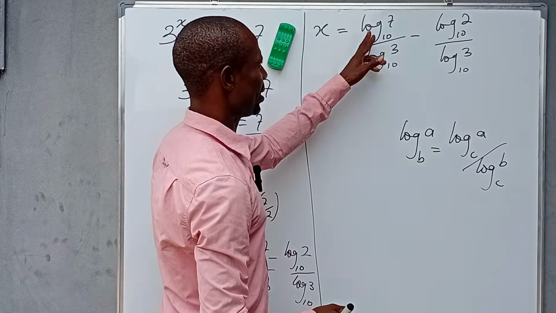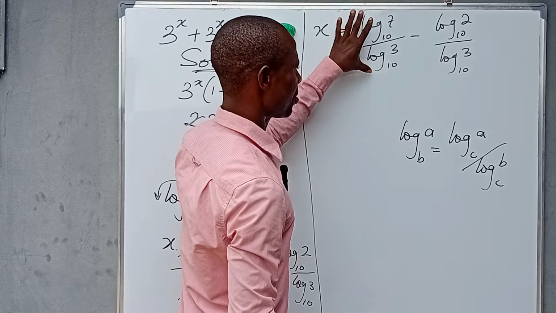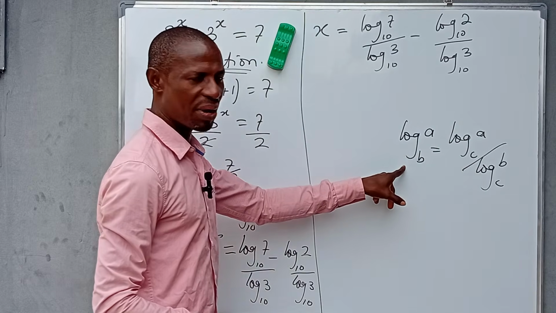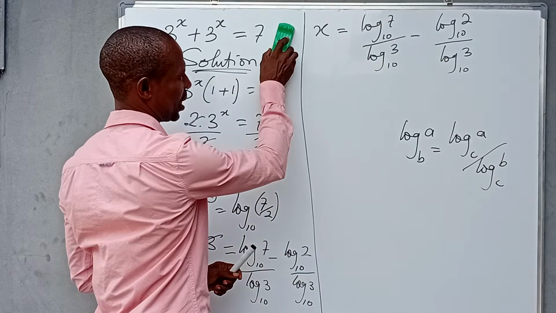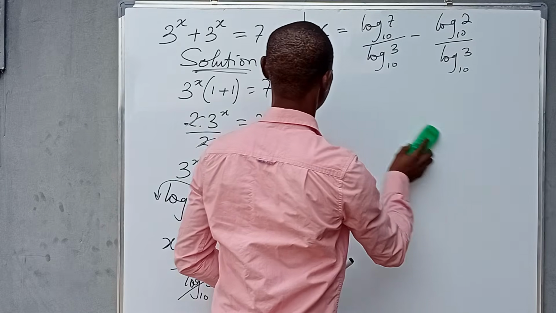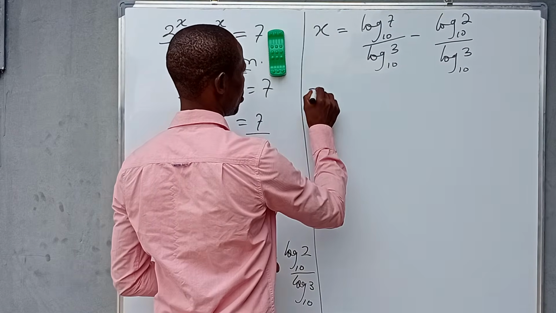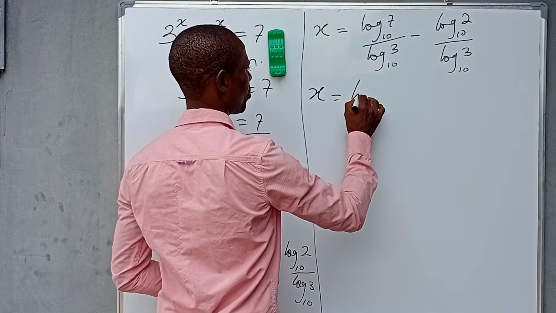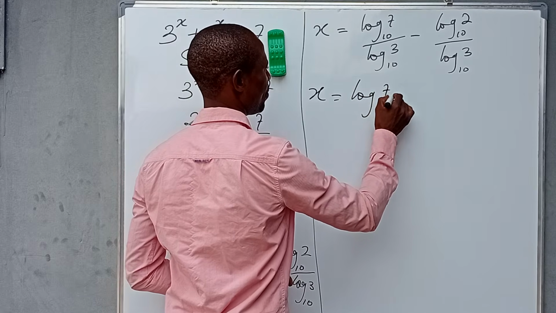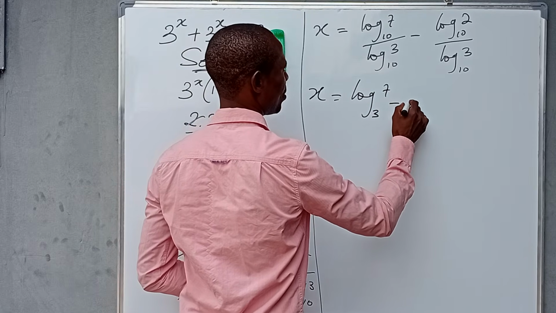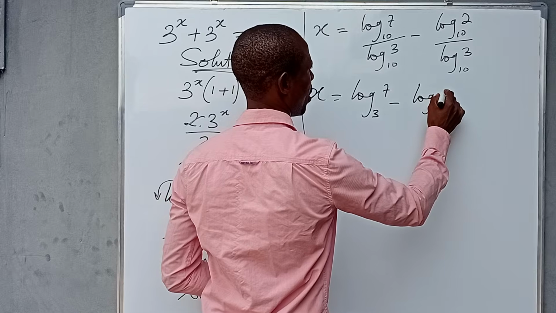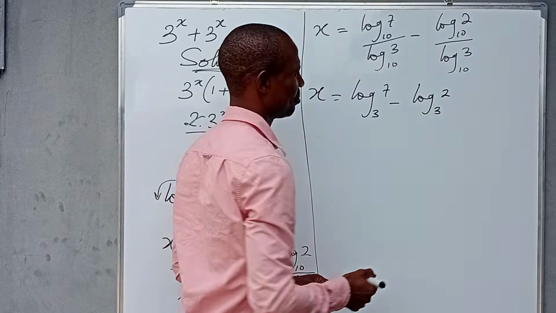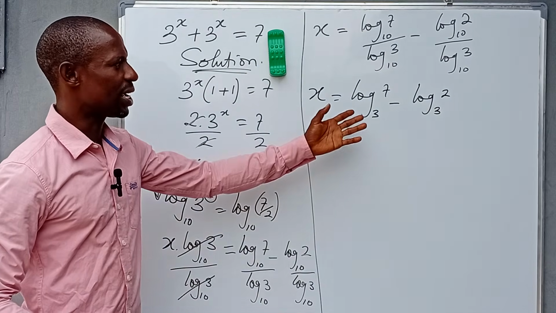Okay, so I want to apply it here. This expression is in this format now, and I want to take it back to this format. So we can now rewrite the right-hand side. Thus, this gives us x equals the log of 7 base 3 minus the log of 2 base 3. So this is the final answer.